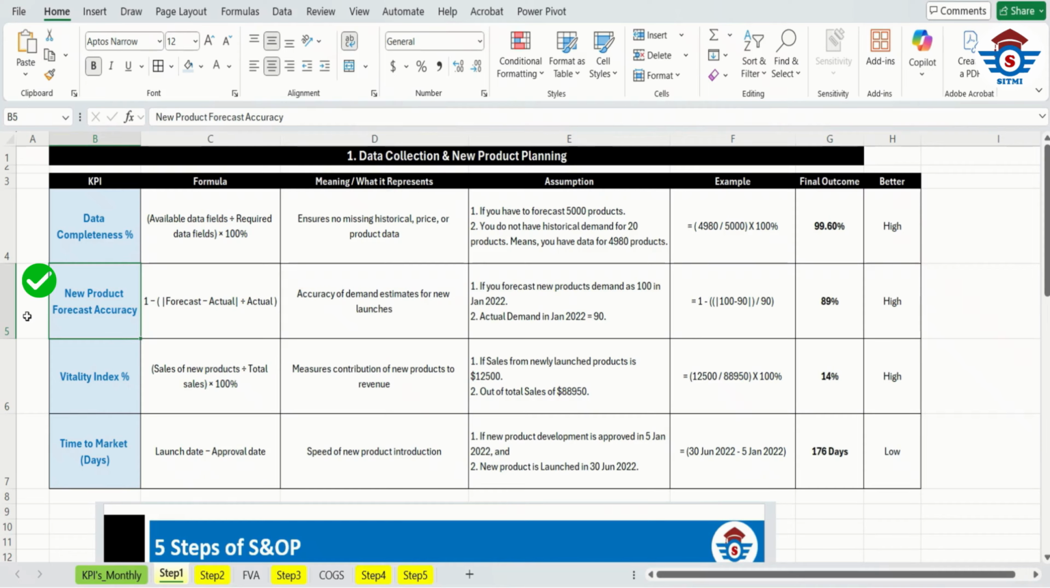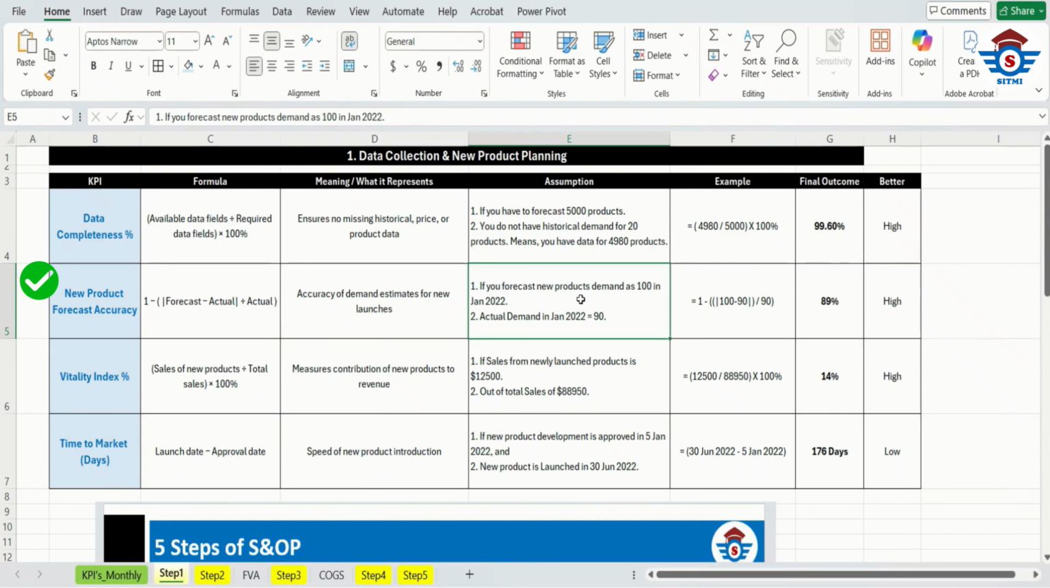The formula for this KPI is 1 minus bracket open absolute of forecast minus absolute of actual divided by actual, bracket closed. What is the meaning of this KPI? It represents the accuracy of demand estimates for all the new launches of the new products.